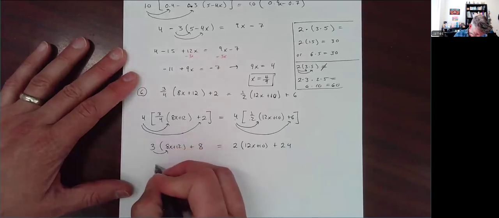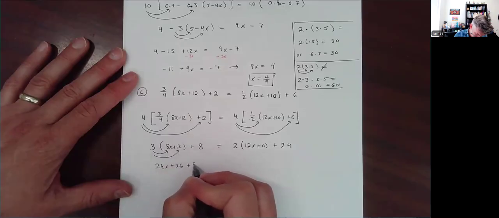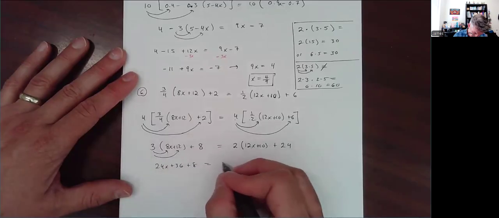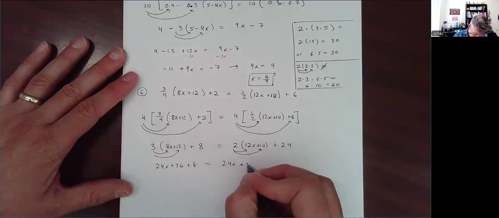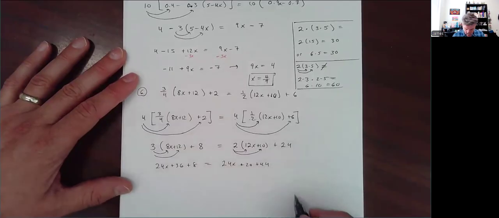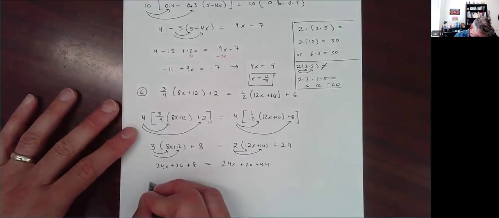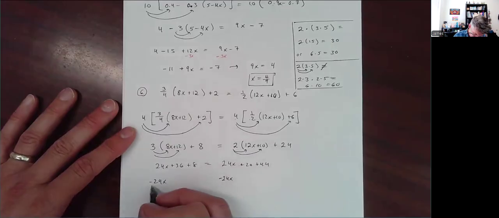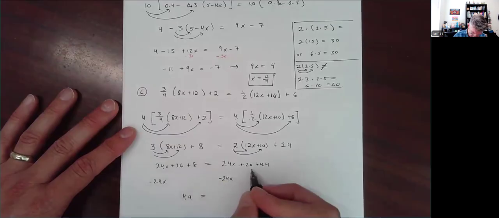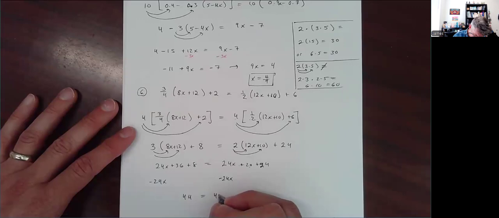Okay, keep going. I'm going to distribute here. 3 times 8x is 24x. 3 times 12 is 36. On the right-hand side, I get 2 times 12x, which is 24x. 2 times 10, which is 20, plus 24 is 44. I can see that the 24x's are going to cancel out, or if I subtract the 24x from both sides, I'm left with no x's. And then 36 plus 8 is 44, equal to 20 plus 24, which is 44.